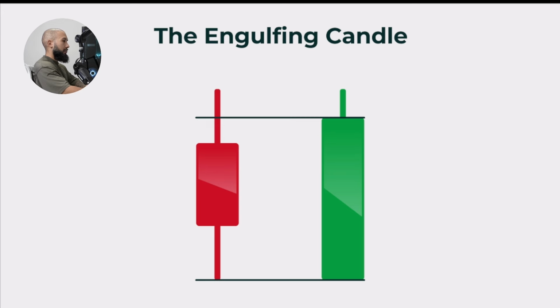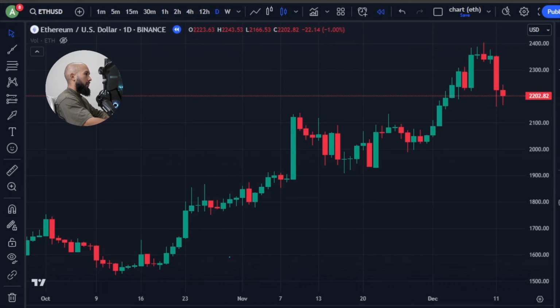Engulfing candles are popular because they're good for predicting reversals in the markets with accuracy. Now I'll show you an example of an engulfing candle on the charts. All right, we're on TradingView. For this example, I'm going to be using this platform to showcase it. But first off, there's a few things you need to understand.